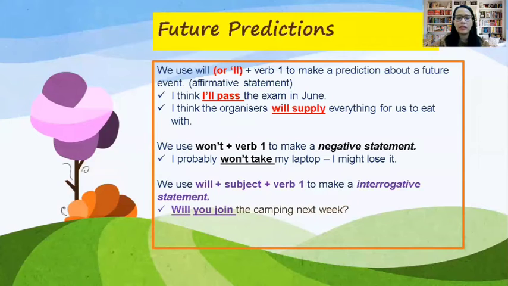Okay, that's one. And the last one, how to make interrogative. Interrogative means question, friends. Okay, in question, you have to place will at the beginning of the sentence. Will followed by subject and then verb one. Will you join the camping next week? Again, next week indicates future time. Will you join? So you don't say, will you be joining? No, okay? So you just use the order of the pattern in interrogative. Will followed by subject and then verb one. Will you join the camping next week?